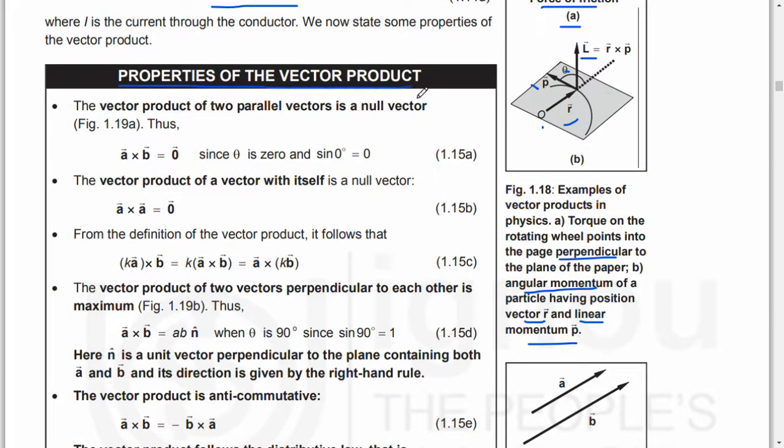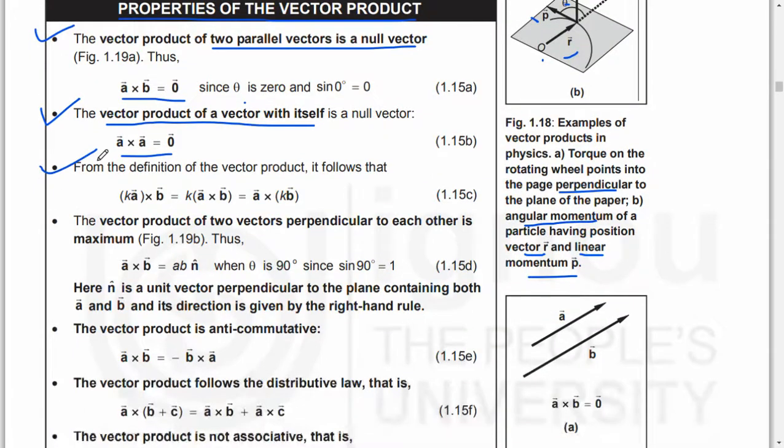Properties of the vector product. The vector product of two parallel vectors is a null vector. Figure A. Thus, A cross B equal to 0, since theta is 0 and sine 0 degrees equal to 0. The vector product of a vector with itself is a null vector: A cross A equal to 0. From the definition of the vector product, it follows that k A vector cross B equal to k times A cross B, equal to A cross k B.